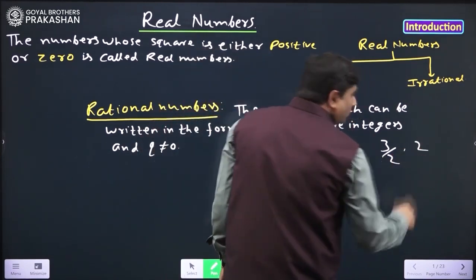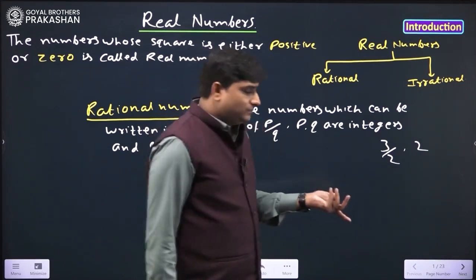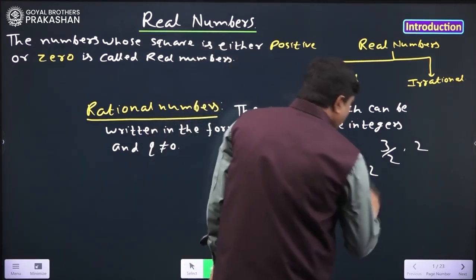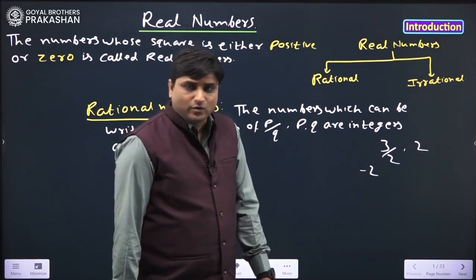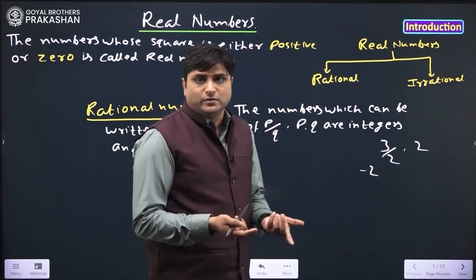If I write 2, is it rational? Yes, because it is actually 2 by 1. If I write minus 2, is it rational? Yes, because it is of type minus 2 by 1. Minus 2 is an integer and 1 is also an integer.